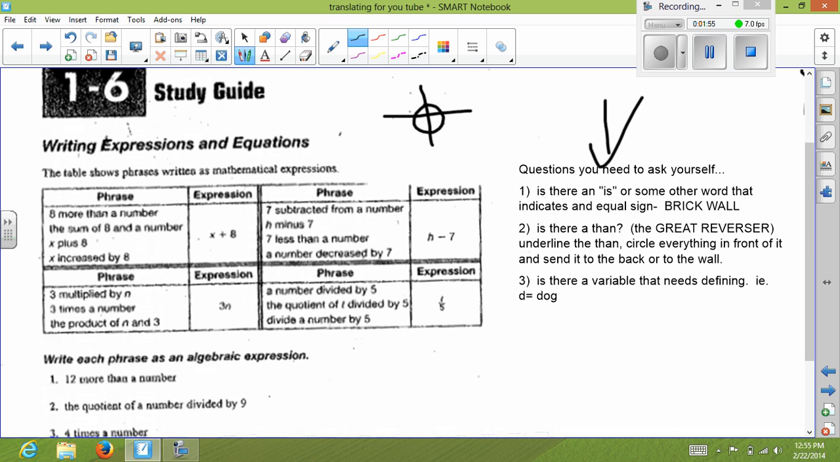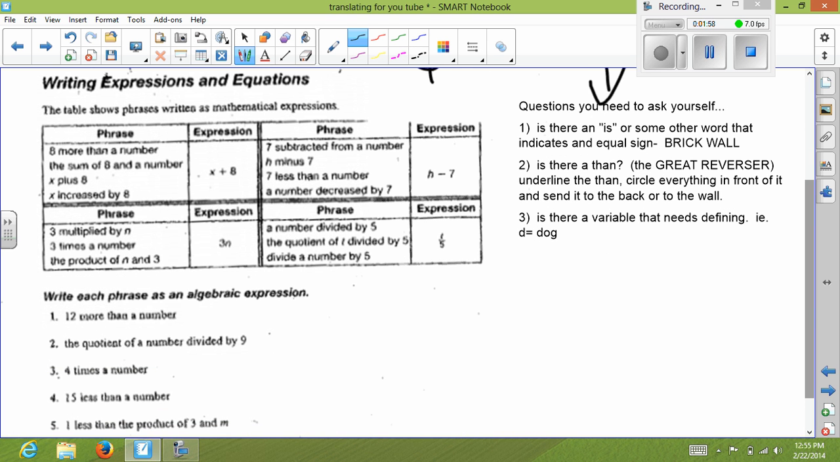So the first question we're going to look at is number 1: 12 more than a number. Is there an "is" in this sentence or something else that means an equal sign? No, there is not. So I go to question 2. Is there a "than"? Yes, there is. So I'm going to underline the word "than," circle everything in front of that, and send it to the back. And then the third thing: is there a variable that needs defining? Yes, in this sentence there is. It says a number. So n equals a number.